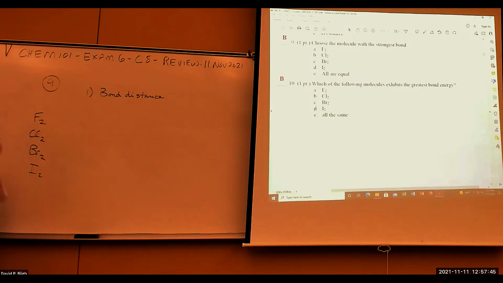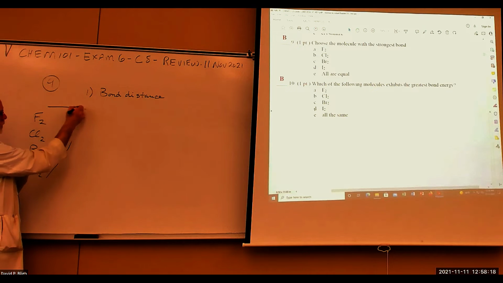We would expect the diiodine molecule to be the weakest, because it's the biggest atom. Furthest apart, less overlap of orbitals. The bond distance is bigger. So this is the weakest one. And then as they get closer, the bond strength goes up. And we would expect that with fluoride, difluorine, this would be a stronger bond. So if we're going by strength here.